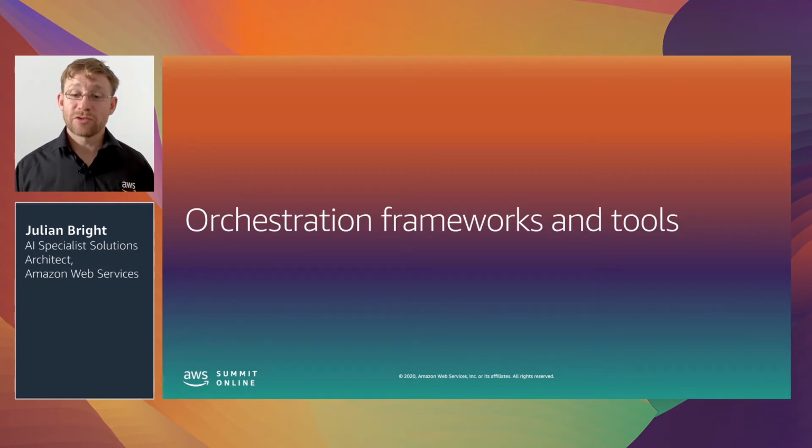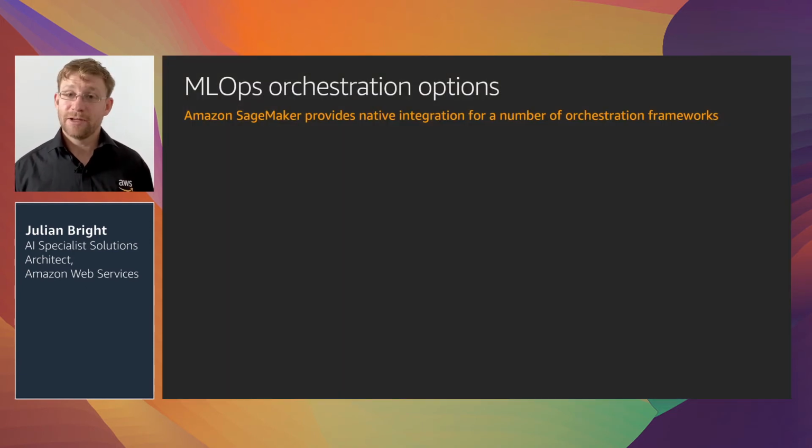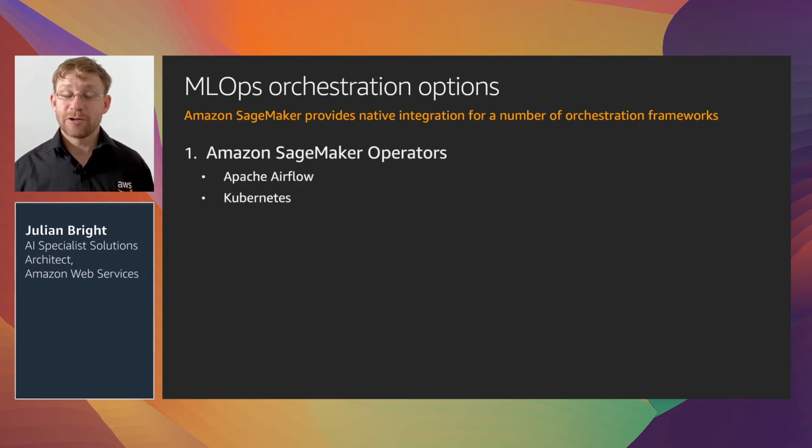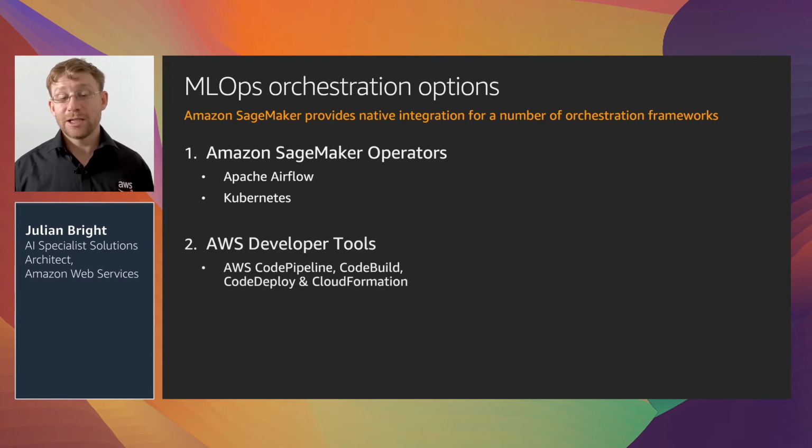So let's talk about orchestration frameworks and tools. Amazon SageMaker provides some native integrations for a number of orchestration frameworks. Amazon SageMaker operators for Apache Airflow and Kubernetes. AWS development tools such as AWS CodePipeline, CodeBuild, CodeDeploy, and CloudFormation can be integrated with the Amazon SageMaker suite.